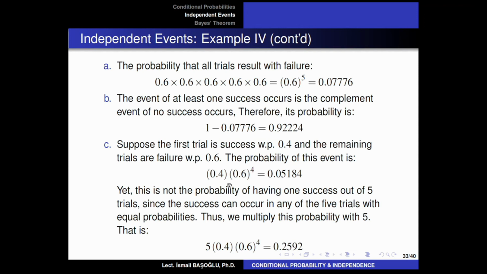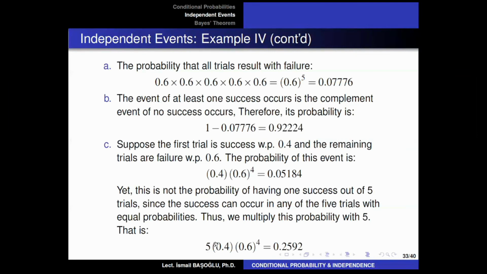However, the question asks what is the probability of having exactly one success out of 5 trials? So this means any permutation would work. This success can happen to be in any of the trials. And in how many different ways can one success occur in 5 trials? In 5 different ways. In the first case, the first can be success and the others failure. In the second permutation, the second can be success and the others failure. In the third, the third can be success and the others failure. And there are how many different ways of doing this?